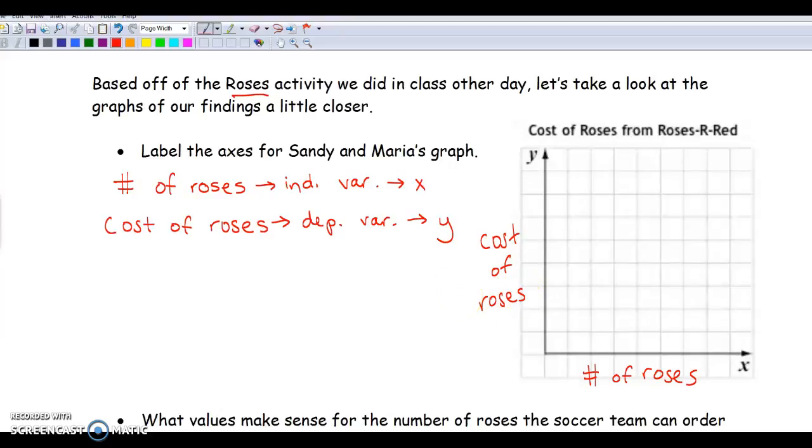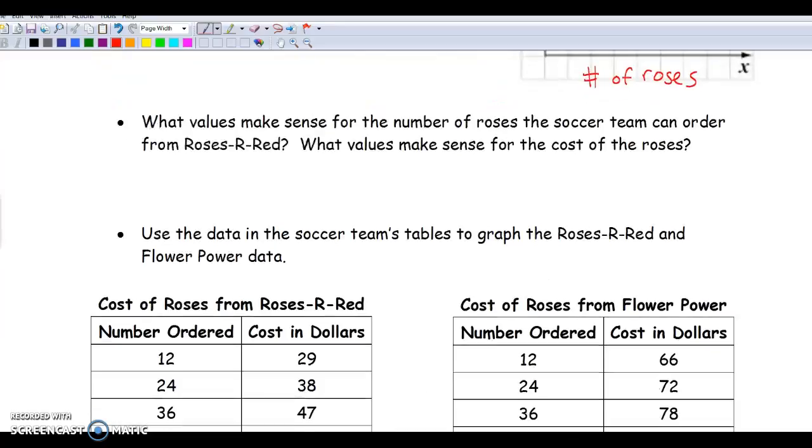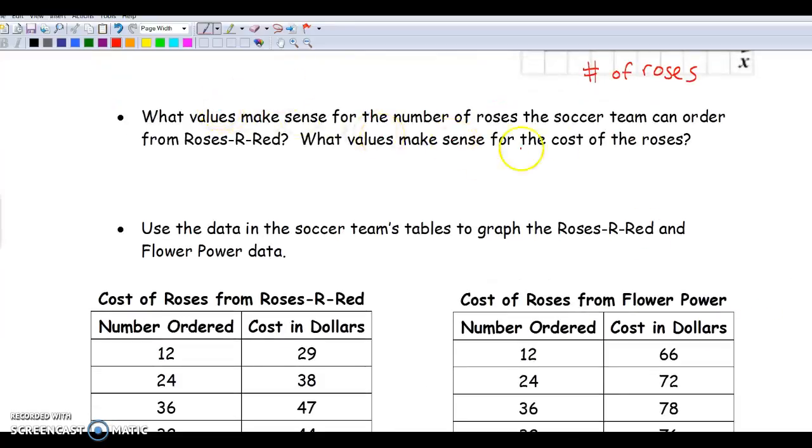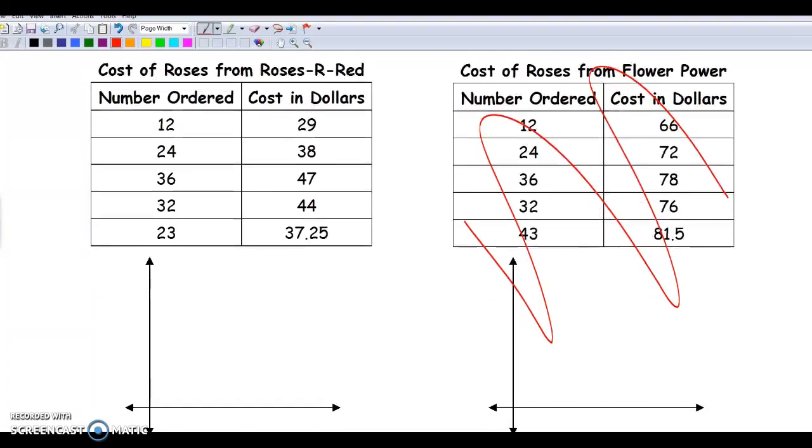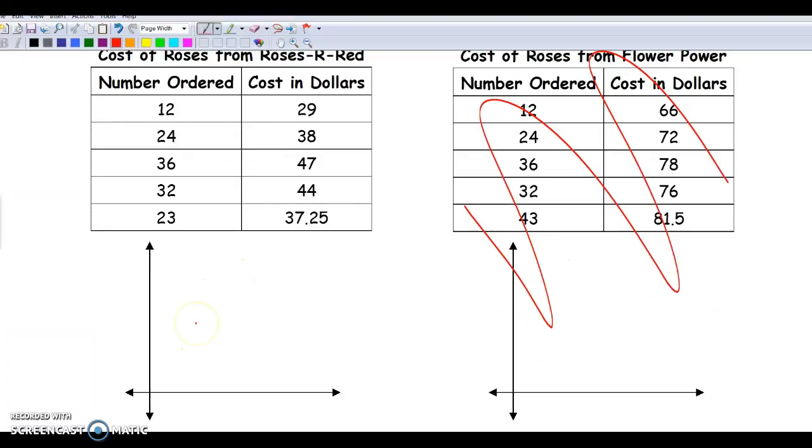All right, let's see. It says what values make sense for the number of roses. We're going to talk more about that tomorrow, so we don't need to worry about that. And the only other thing we're going to do real quick, we're not going to do this one. We're just going to do this one graph, and then we're going to call it a day. There is a third page of this note sheet, but we're not going to do that today.